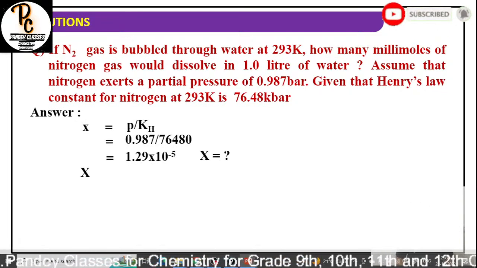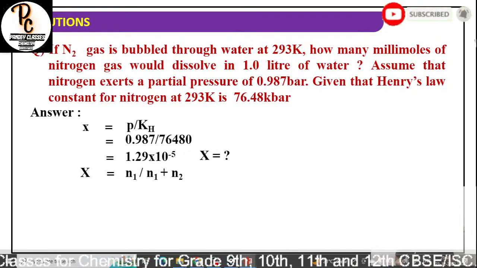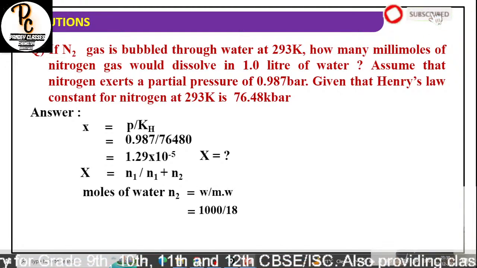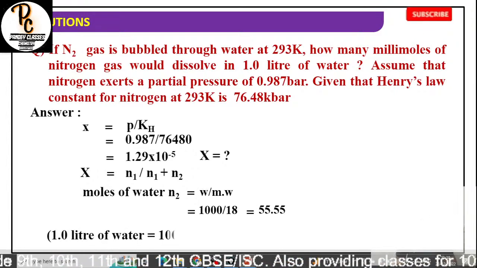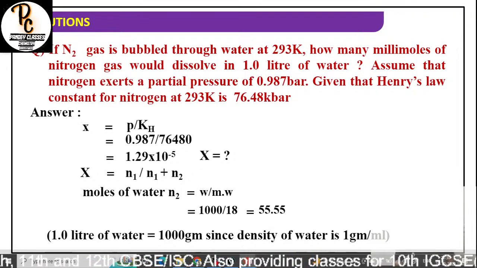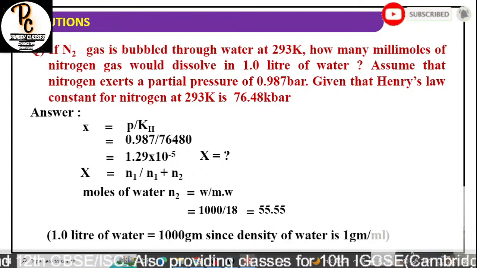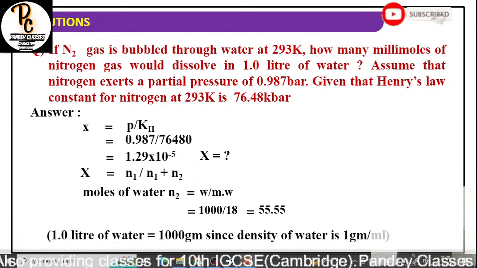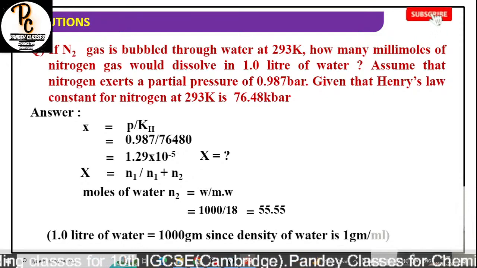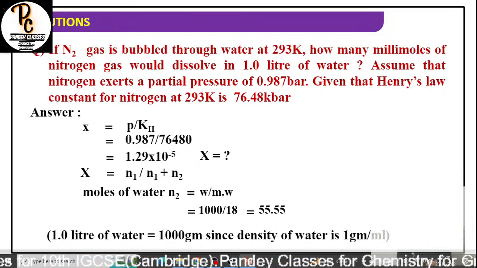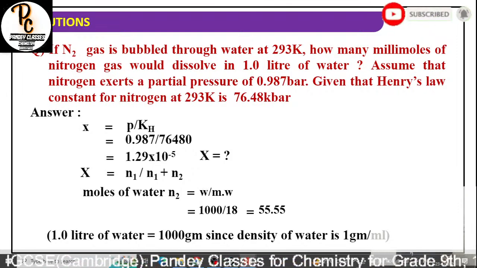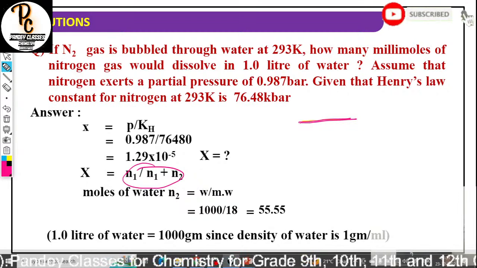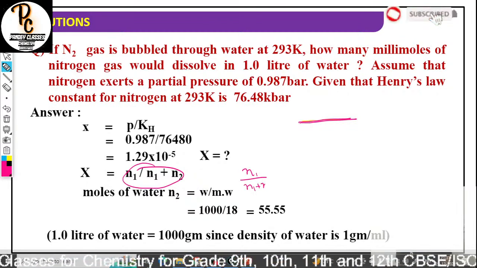If we divide, we get N1 upon N1 plus N2, where N2 is the moles of water, which is 55.5. 1.0 liter of water equals 1000 gram, since the density of water is 1 gram per ml. This chi gives us the mole fraction, which is the ratio of the number of moles of solute upon the sum of the number of moles of solute and solvent. So here also we did the same thing: N1 upon N1 plus N2.